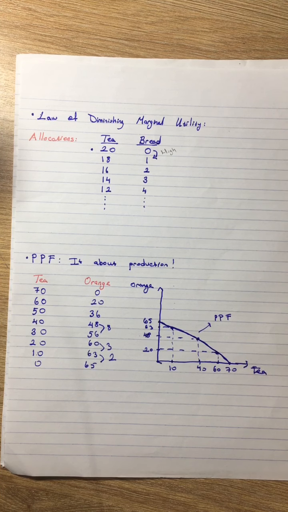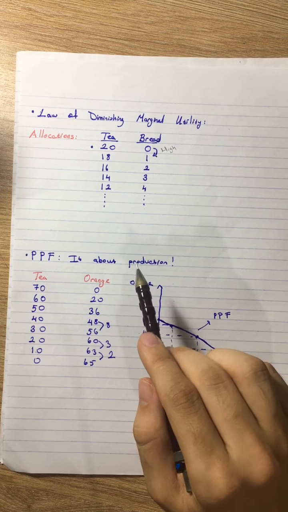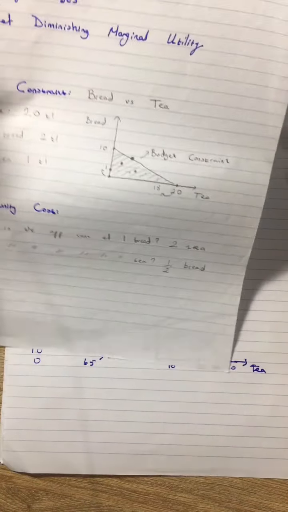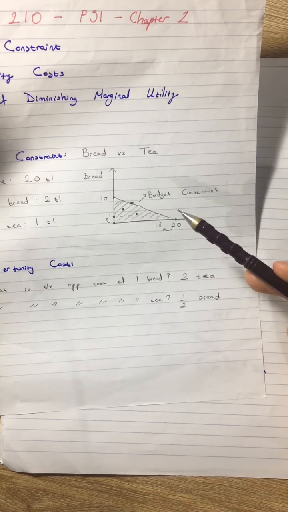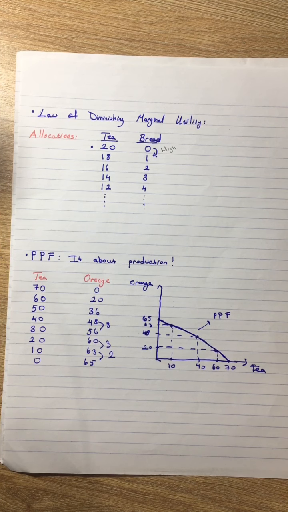Now we turn to the PPF, which is the production possibilities frontier. And remember, it's about production, not consumption. We buy goods in the budget constraint, so don't confuse PPF with budget constraint. PPF is another thing. PPF is about producing, not buying.